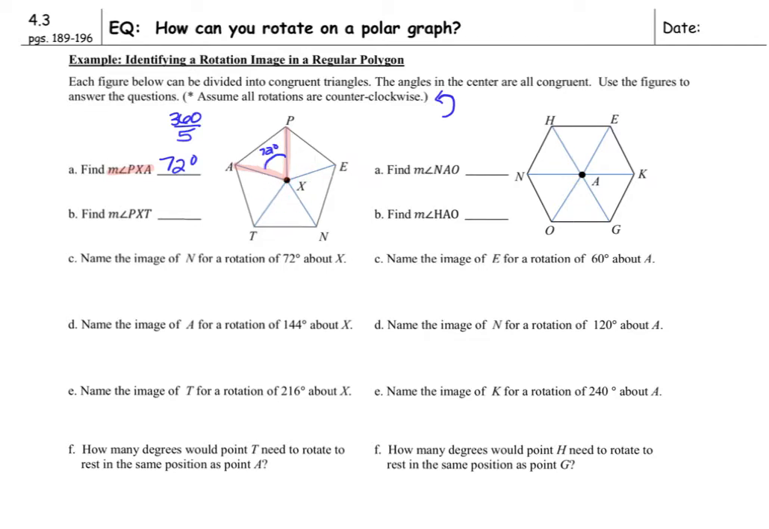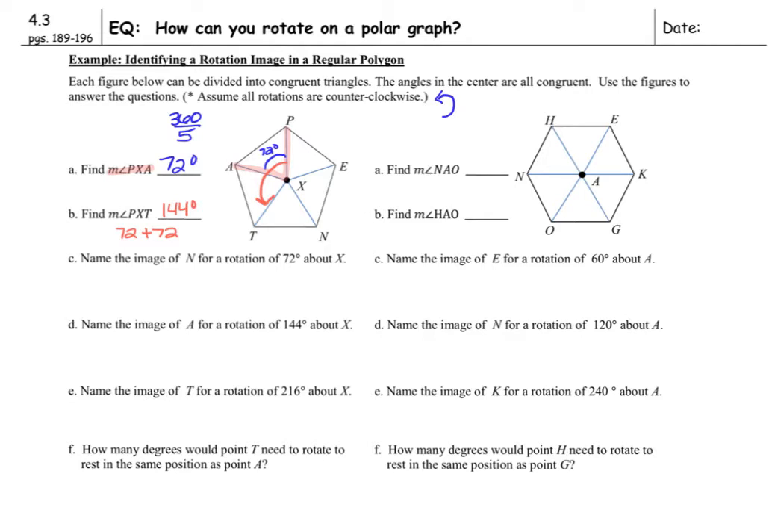Next, we're going to find the measurement of angle PXT. So here's P, here's X, and here's T. So we're looking for the measurement of this red angle. So if I know that this angle is 72 and this angle is 72, all you have to do is add them together or multiply 72 by 2. That would give you 144 degrees.